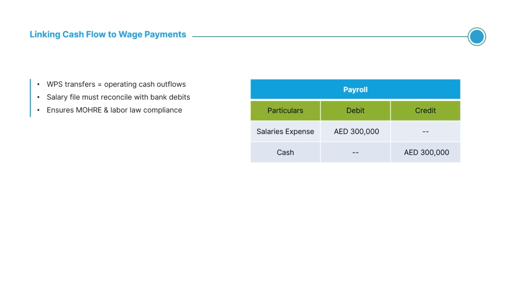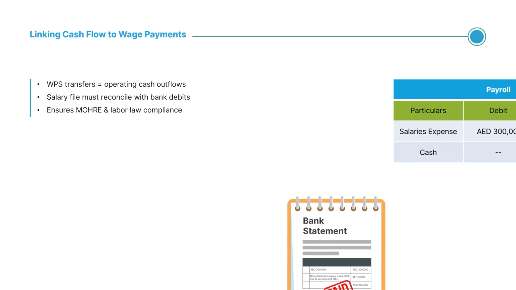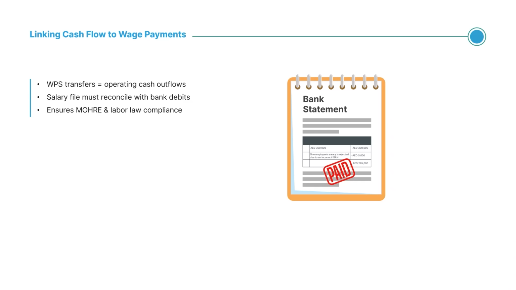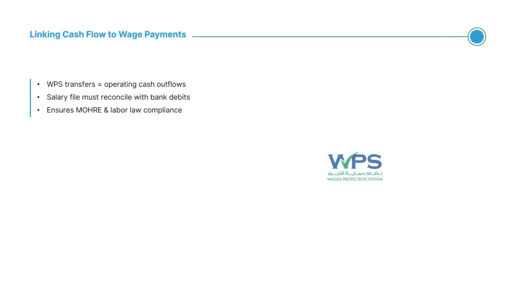Sometimes discrepancies occur. For instance, one employee's salary is rejected due to an incorrect IBAN. In that case, the bank statement shows 295,000 dirhams paid. The company must reconcile this difference, adjust entries, and reprocess the 5,000 dirhams later. Proper reconciliation between the WPS file and the bank debits not only ensures staff are paid correctly, but also demonstrates compliance with MOHRE and labor law requirements.